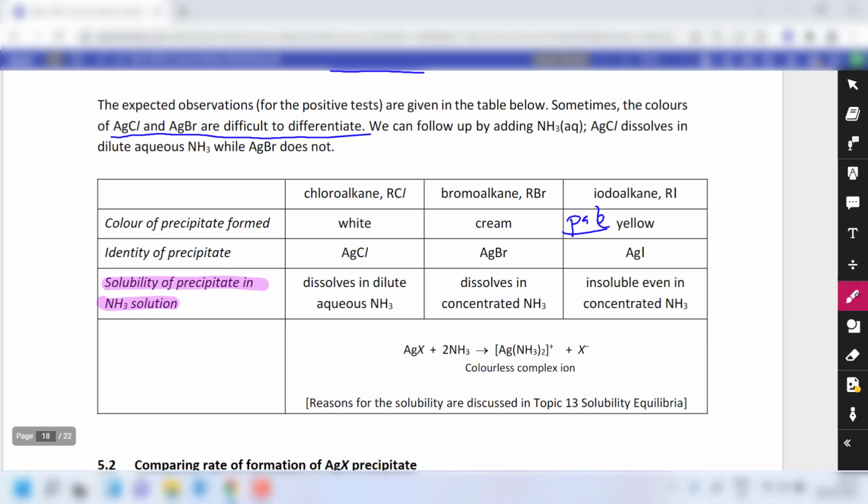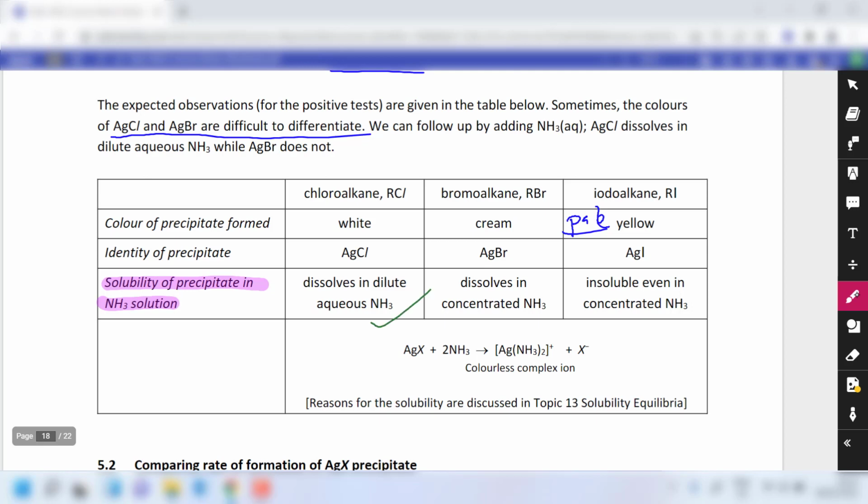In our case here, if you recall from the practical, you need to decant away the solution in order to test whether the silver halide will dissolve in ammonia. It's also in your QA notes.